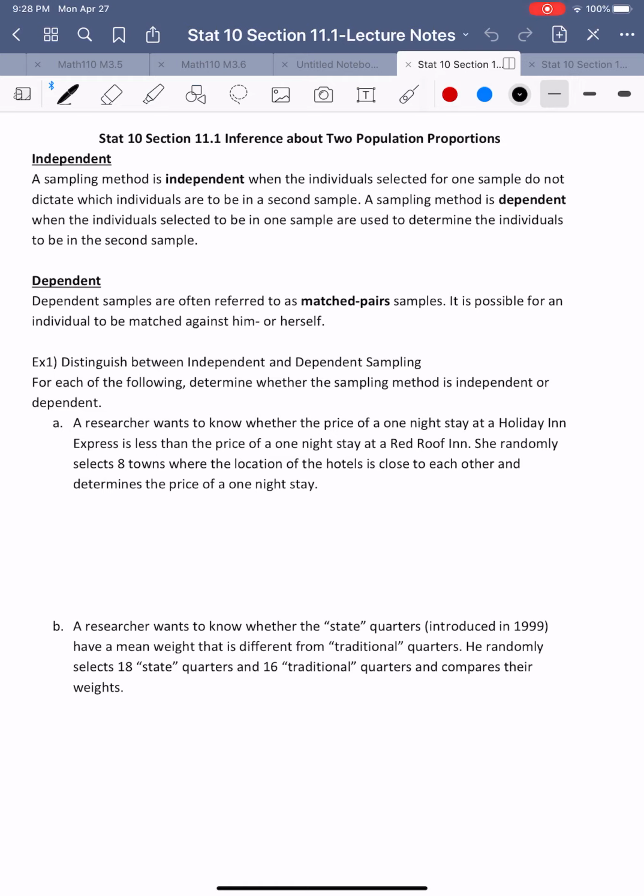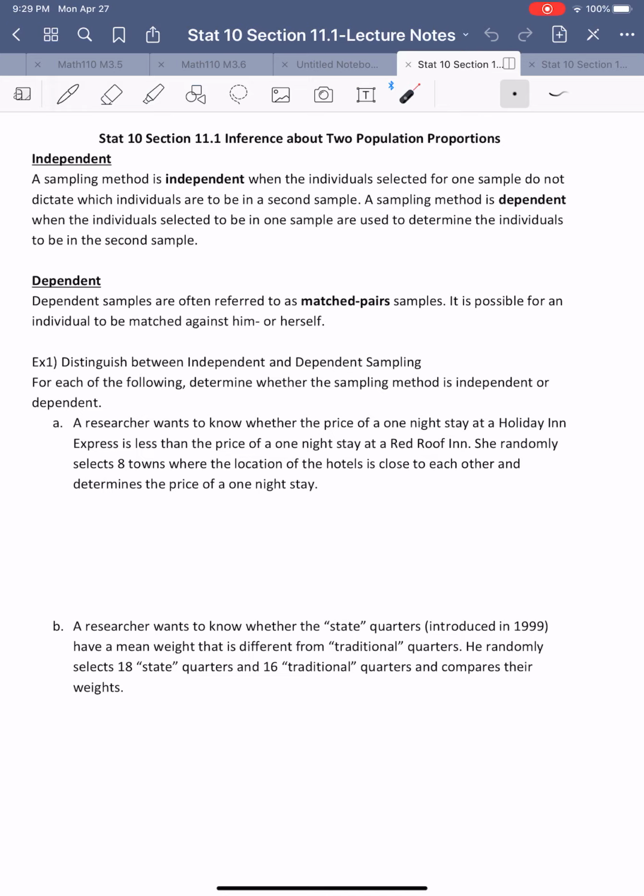In the independent case, the sampling method is independent when the individuals selected for one sample do not dictate which individuals are to be in the second sample. A sampling method is dependent when the individuals selected to be in one sample are used to determine the individuals in the second sample. Dependent samples are often referred to as matched-pair samples. It is possible for an individual to be matched against him or herself.